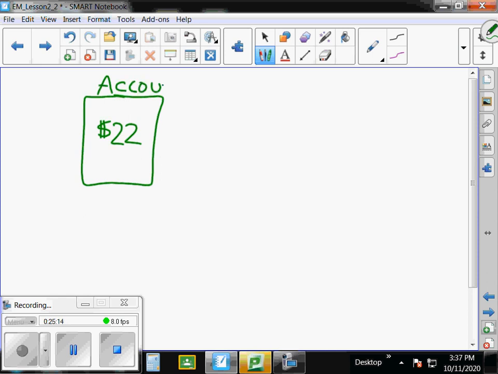Or I can say bank. Okay. Now for his birthday, his grandmother deposited $25 for him. So I'm going to make another box and say 25. And what was that 25? That was deposited, right?